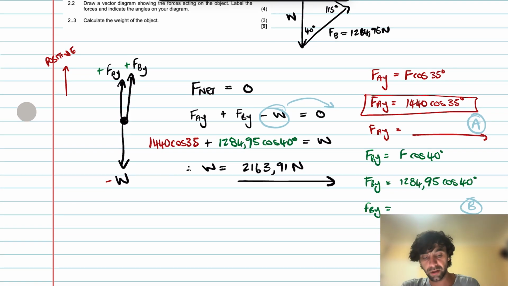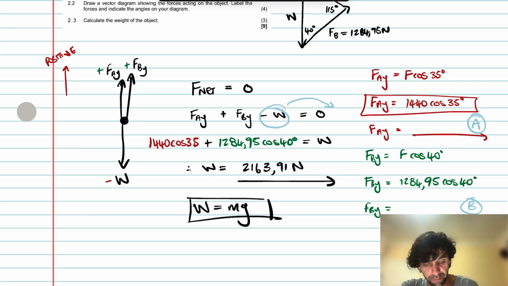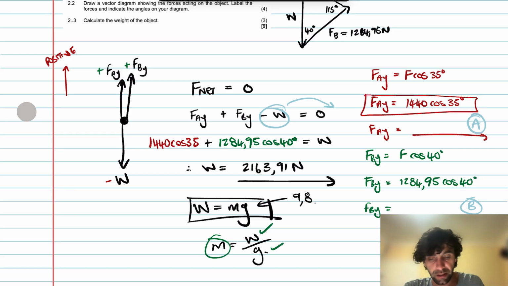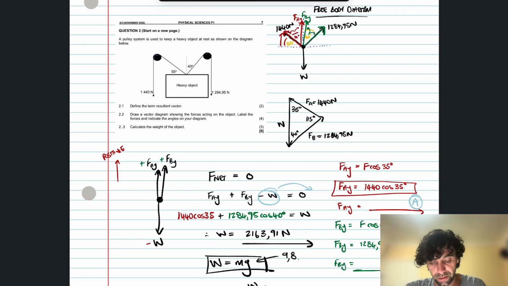They could ask you for the mass of the object if they wanted to, in which case we use this formula here. We know that G is 9,8. So if they had to ask you for the mass, we know that that is W over G. We have W now, and we know G as it's the constant, and we can actually solve the mass of this object if we really wanted to.